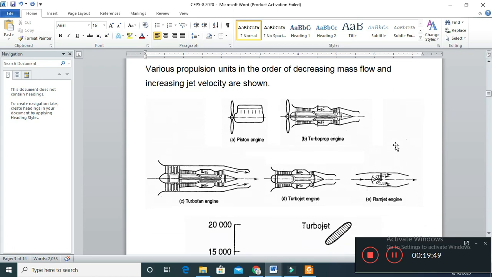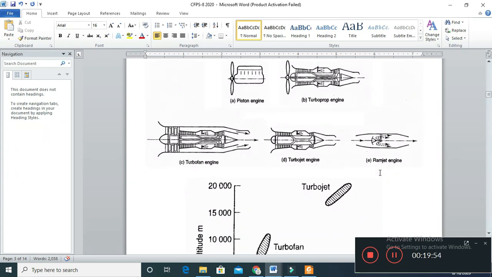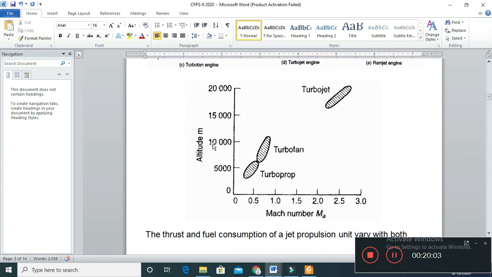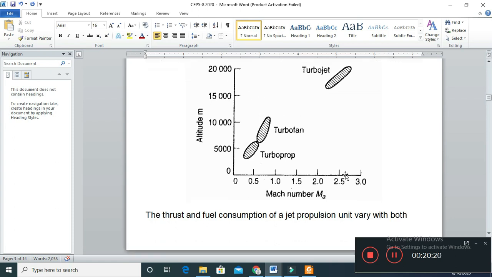The ramjet engine is not independent, so for that reason it is not put into the comparison. The independent aircraft engines are turboprop, turbojet and turbofan. We can see the ranges of altitude and Mach number in which they are efficiently used. Suppose a turbojet engine is used when the altitude is between 15,000 to 20,000 and Mach number is in the supersonic range.